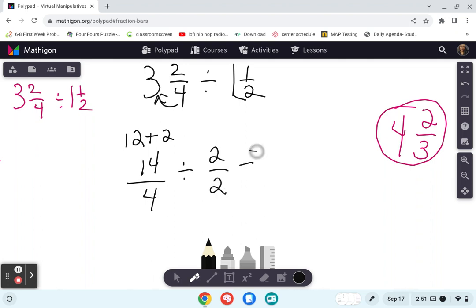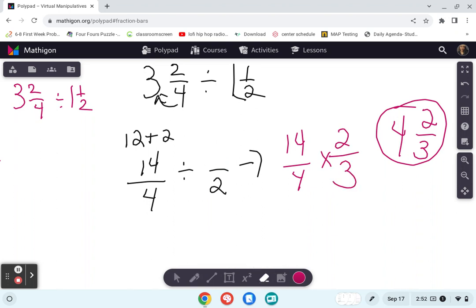So this quickly becomes 14 over 4 times 2 over 3. Okay? Because that's 2 times 1 is 2 plus 1 is 3. So that should have been right here. That should have been 3 halves. Okay? So now I've got 14 fourths times 2 thirds.